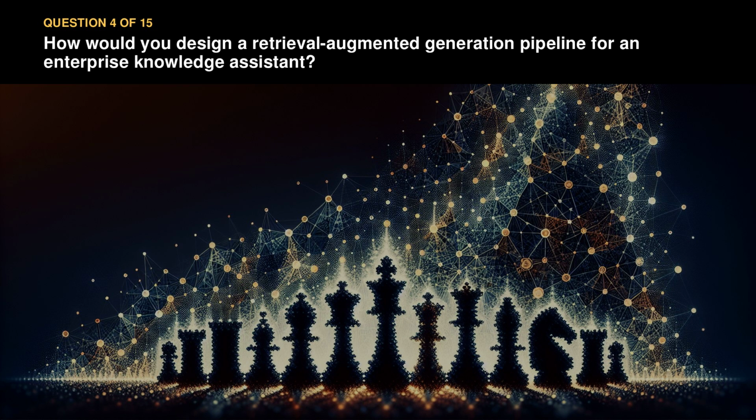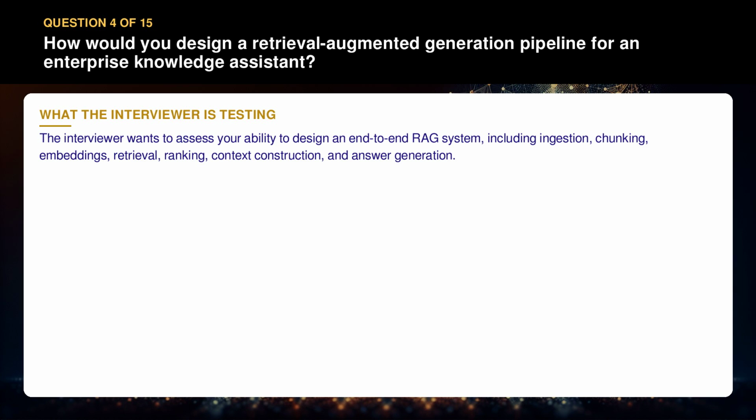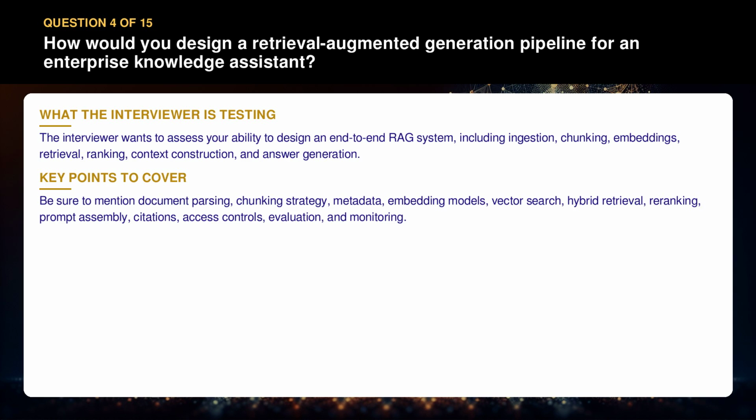Question 4. How would you design a retrieval-augmented generation pipeline for an enterprise knowledge assistant? The interviewer wants to assess your ability to design an end-to-end RAG system, including ingestion, chunking, embeddings, retrieval, ranking, context construction, and answer generation. Be sure to mention document parsing, chunking strategy, metadata, embedding models, vector search, hybrid retrieval, re-ranking, prompt assembly, citations, access controls, evaluation, and monitoring.